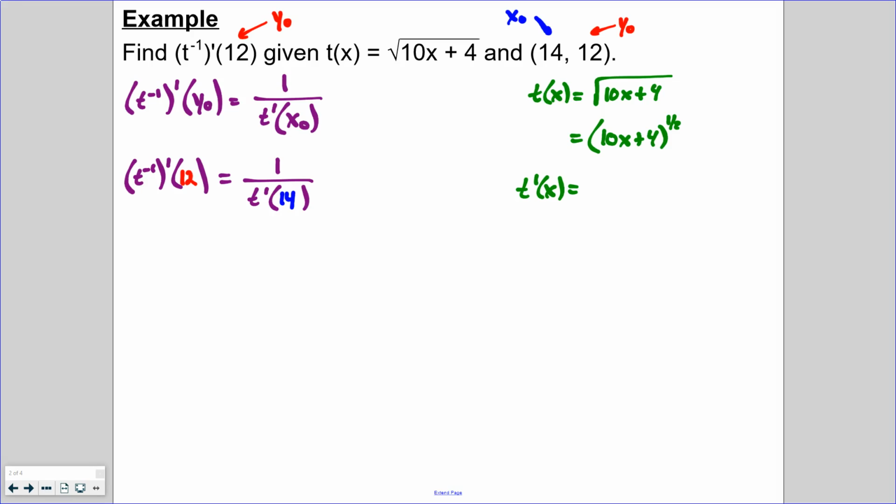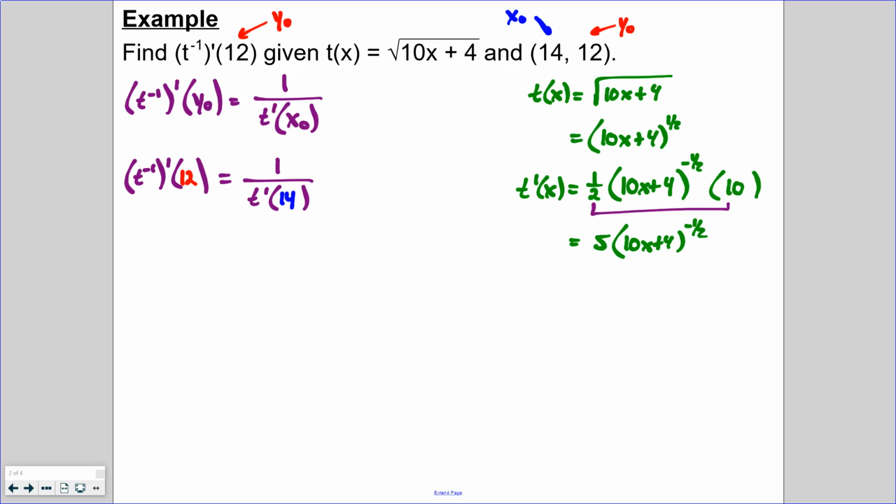Chain rule says take the derivative of the outside function first, so we'll move the 1/2 to the coefficient, leave the inside alone, and then subtract 1 from the old exponent, giving us negative 1/2. Then we put the inside back in, and multiply by the derivative of the inside function, and the derivative of 10x plus 4 is 10. Then we simplify by multiplying the 1/2 by the 10, which gives 5 times 10x plus 4 to the negative 1/2 power.